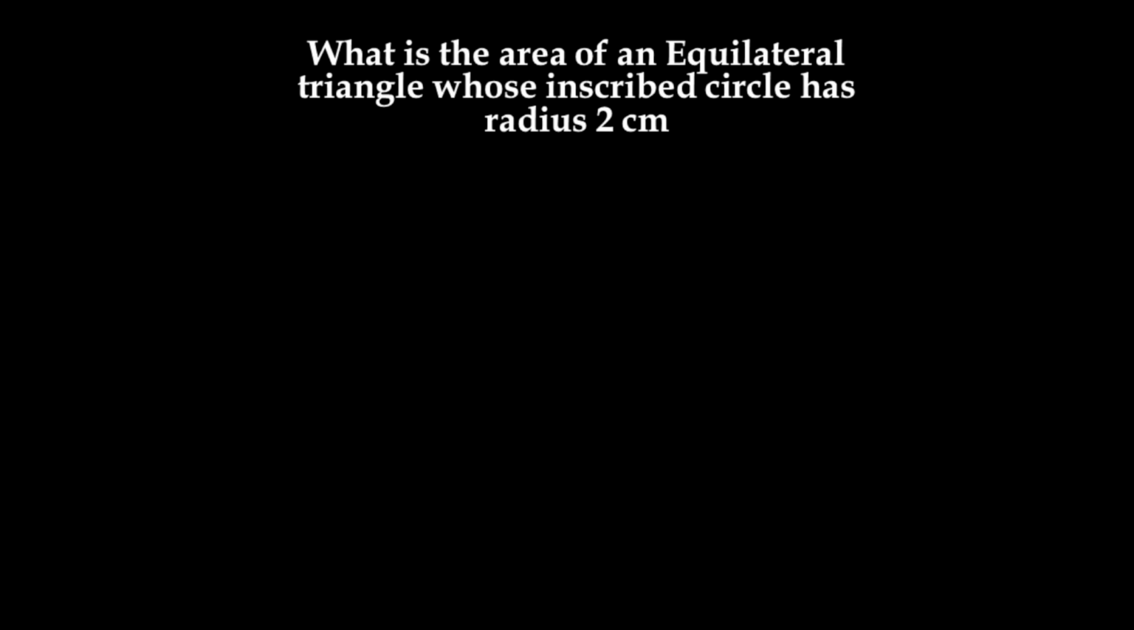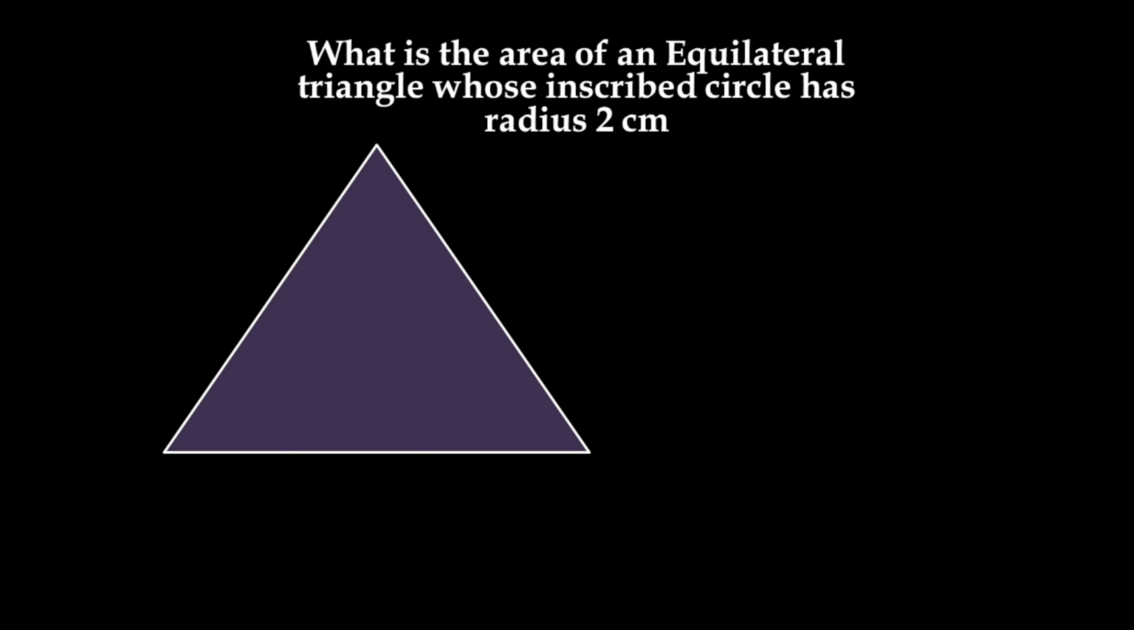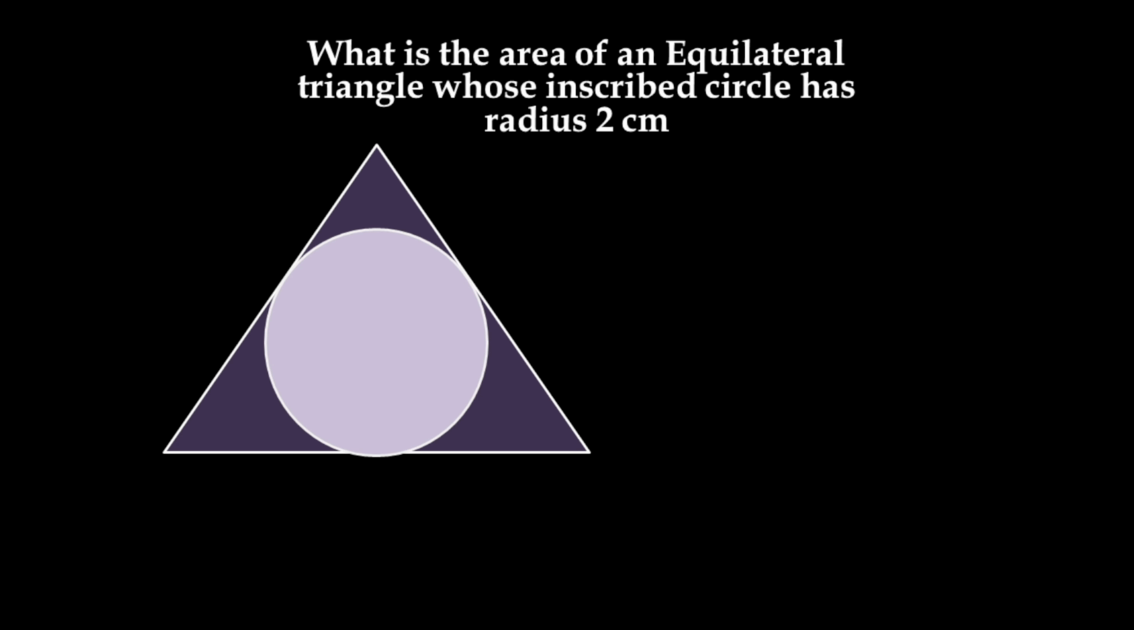All right, so suppose you want to solve a question like this. What is the area of an equilateral triangle whose inscribed circle has radius 2 centimeters? So what you want to do first is to draw a triangle that has all sides equal. That's an equilateral triangle. Then get yourself a circle inside of it that is inscribed.